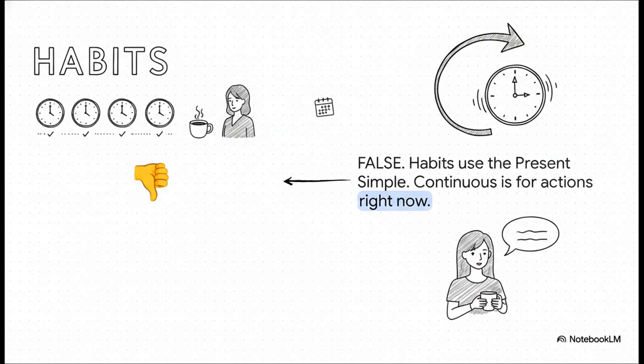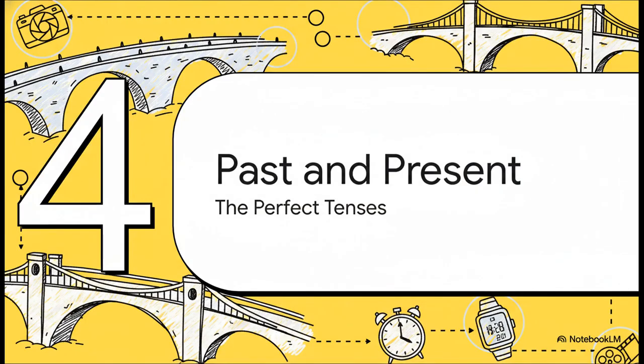She drinks coffee every morning. The continuous is for the video, the action happening right now. She is drinking coffee. All right, so we've got snapshots and videos down. Now, let's add the next layer.